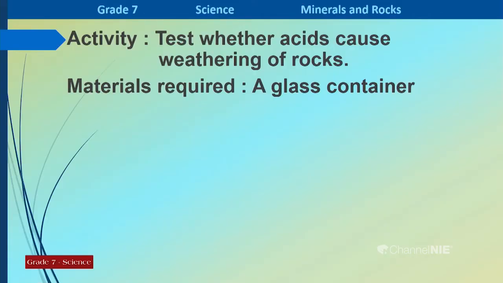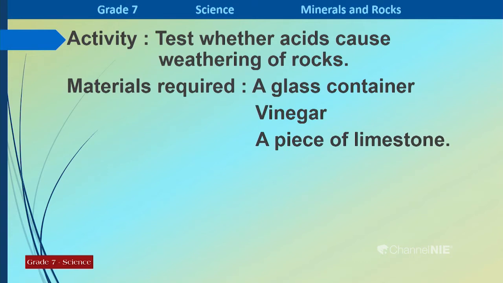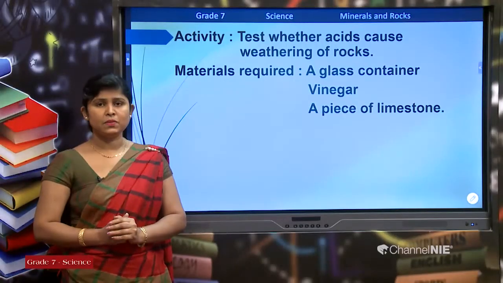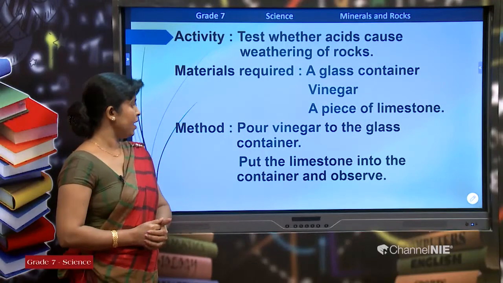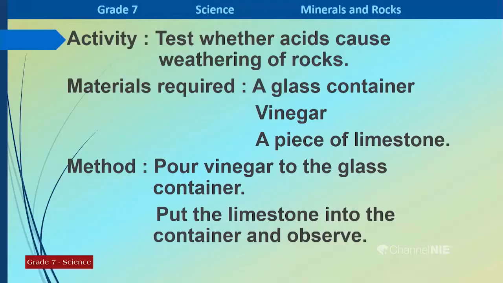The materials required for the activity are a glass container, we can use a beaker or a drinking glass. Then vinegar. Vinegar is a substance that contains acid, right? So, we can consider vinegar as an acidic substance. Then a piece of limestone. A piece of limestone, we call that calcium carbonate. We can take a small piece of limestone. This is the method of doing the activity. Pour vinegar into the glass container and put the limestone into the container and observe. Shall we do the activity? Yes, let us do.